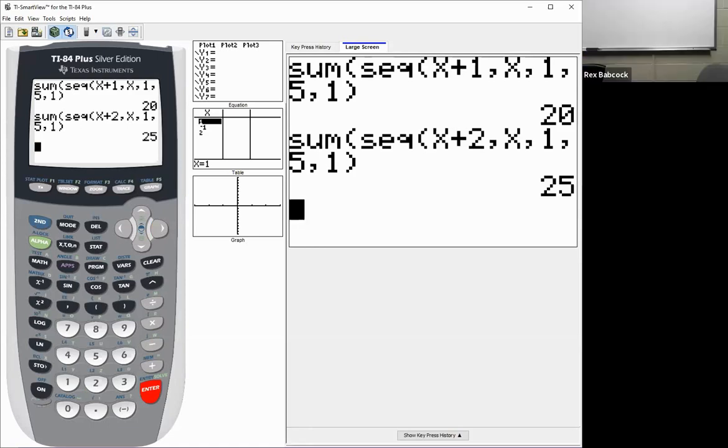And what I really like about it, if I was going from 1 to 500, it would probably take the calculator 5 seconds to do 500 numbers.